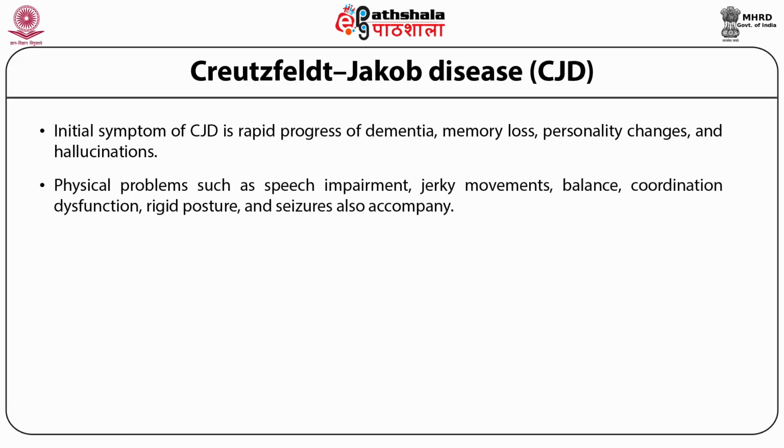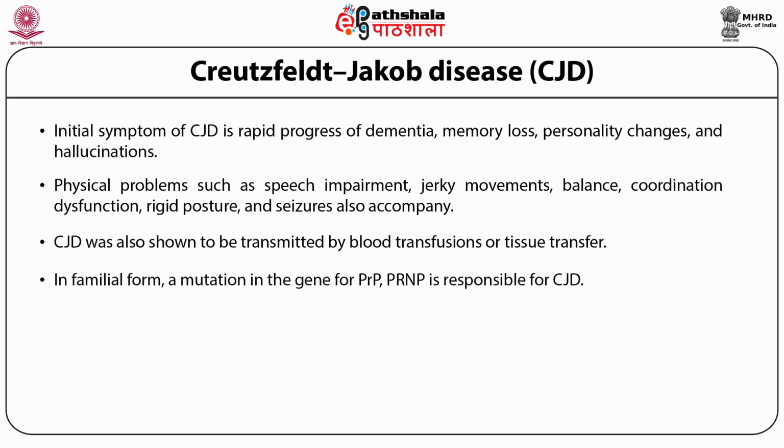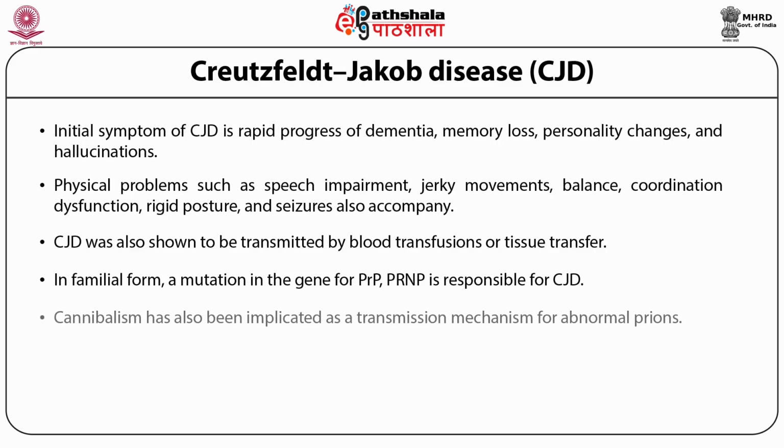Physical problems such as speech impairment, jerky movements, loss of balance, coordination dysfunction, rigid posture, and seizures also accompany the neurological problems. CJD was first shown to be transmitted by blood transfusions or tissue transfer. In the familial form, a mutation in the gene for PrP, or PRNP, is responsible for CJD. It is also reported that cannibalism has been implicated as a transmission mechanism for abnormal prions.